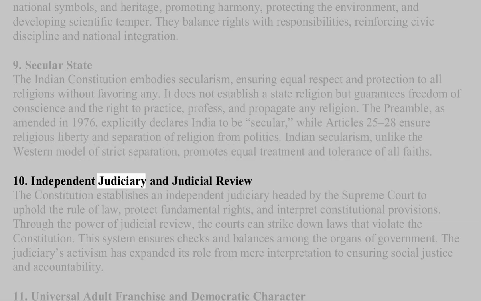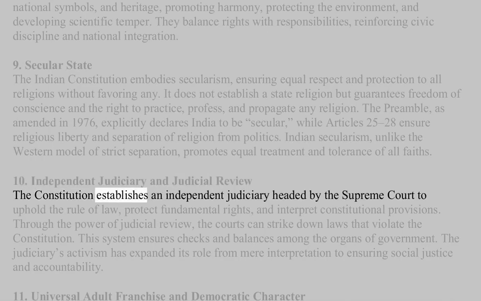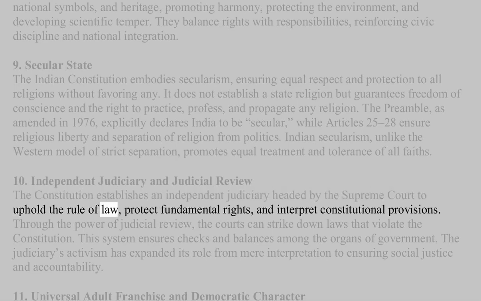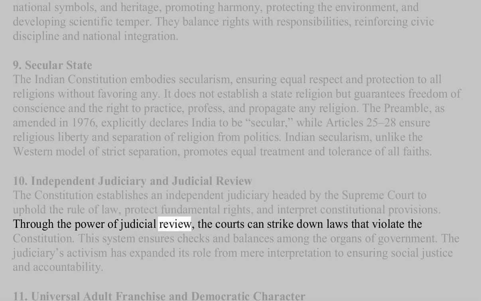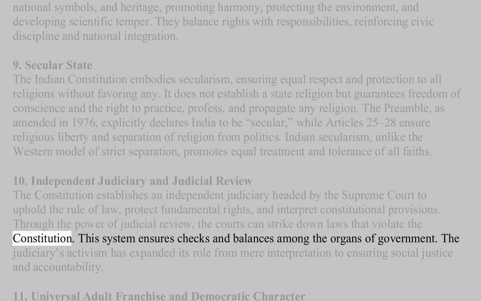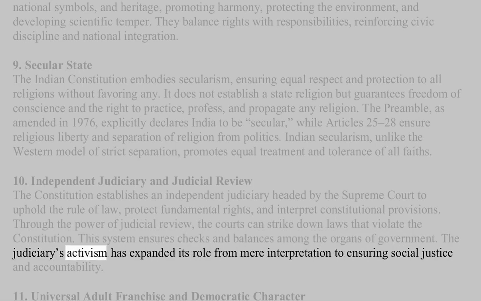10. Independent judiciary and judicial review. The Constitution establishes an independent judiciary headed by the Supreme Court to uphold the rule of law, protect fundamental rights, and interpret constitutional provisions. Through the power of judicial review, the courts can strike down laws that violate the Constitution. This system ensures checks and balances among the organs of government. The judiciary's activism has expanded its role from mere interpretation to ensuring social justice and accountability.